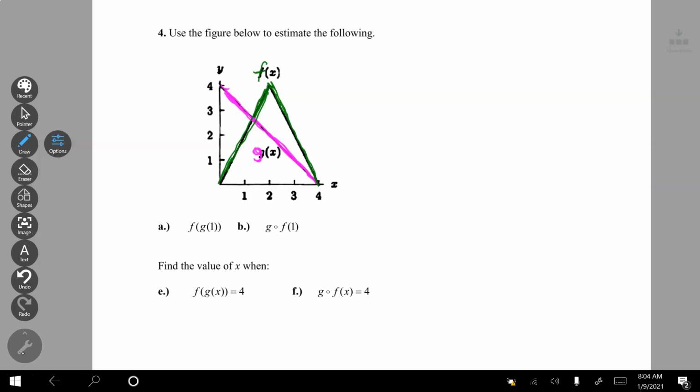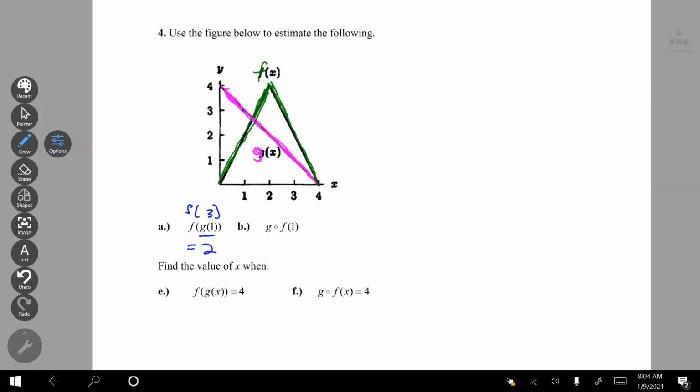I did f graph highlighted in green. So the first thing I have to do is g of 1. So I go to 1. I find the g graph, and I find that result is 3. So now I have to do f of 3. So I go to 3. I go to f graph. I see that result is 2. So this result is equal to 2.